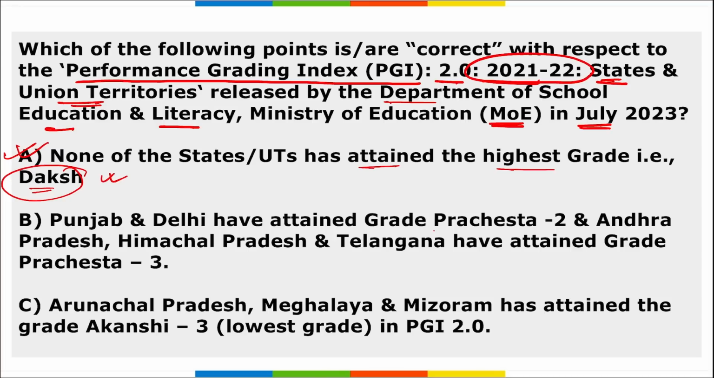B, Punjab and Delhi have attained grade Prachesta 2, and Andhra Pradesh, Himachal Pradesh and Telangana have attained grade Prachesta 3. So that is wrong here. If we look at the correct option, Prachesta 2 was attained by Punjab and Chandigarh. Correct? It was achieved by Punjab and Chandigarh. And if we talk about Prachesta 3, it was achieved by Gujarat, Kerala, Maharashtra, Delhi, Pondicherry and Tamil Nadu. Correct?